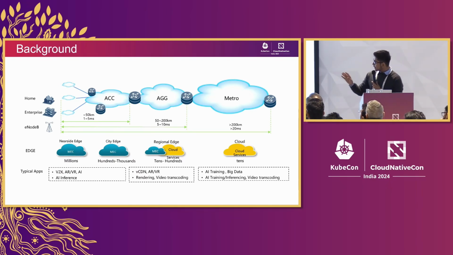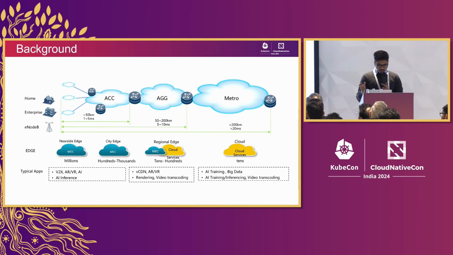And then there is aggregation, which would collect the traffic from multiple accesses. And then there is metro, which has the maximum latency, which is the connection between the regional edge and the cloud. So based upon these latencies, we have these use cases. For access, we have near side edge and city edge or far edge.